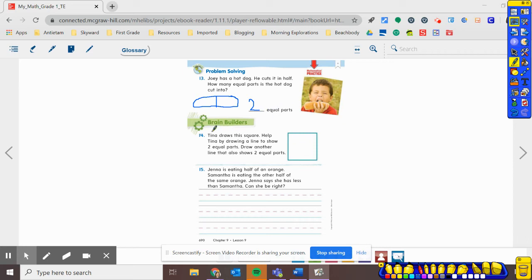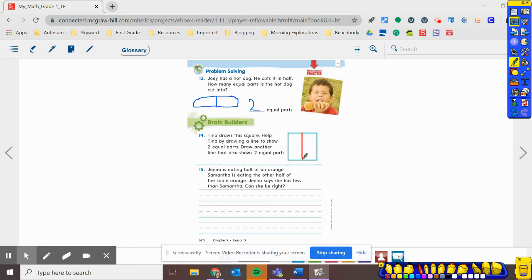Number 14 says Tina draws this square. Help Tina by drawing a line to show two equal parts. Draw another line that also shows two equal parts. Okay, so this is what we were talking about when I was just showing you the circle, and I said there's more than one right way to do it. So they want to see both ways that you can split this square into halves. Actually, there's 4 different ways you could do it, and I'm going to do each one with a different color. So are you ready? The first way we can do it is straight up and down the center.